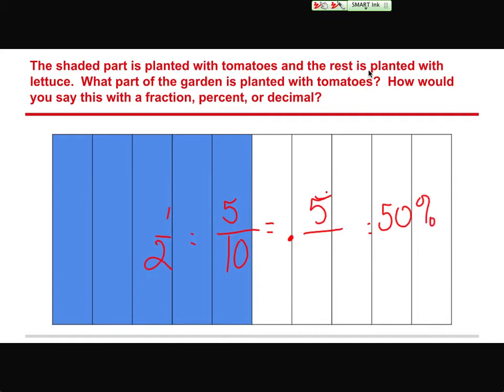So we have a fraction, we have a decimal, we have a percent written. I love how Kennedy is writing all this stuff down, making sure that she has everything covered. I'm writing it up there for you so that you can look back at it. Okay? Let's look at another garden. Clear the ink and move forward, please.